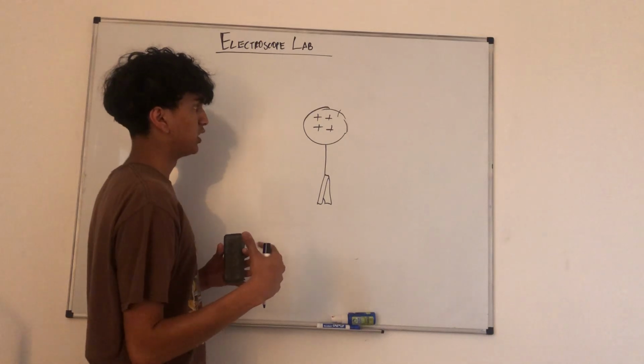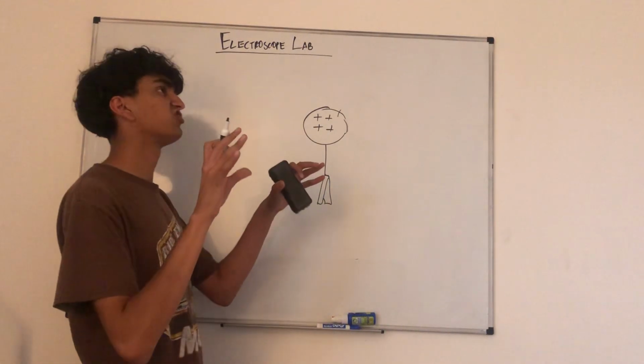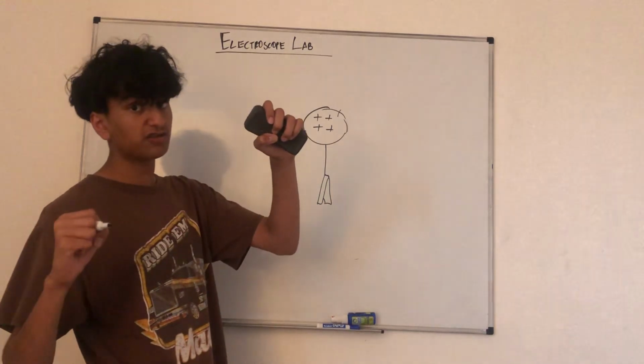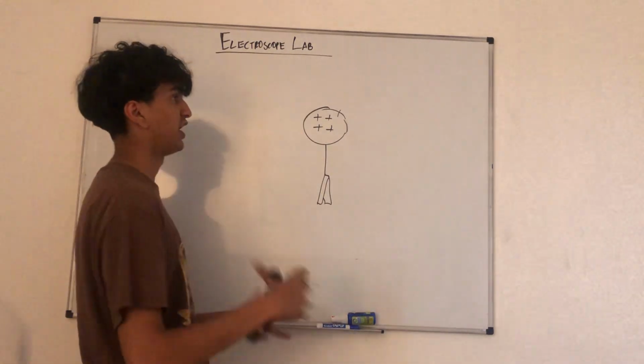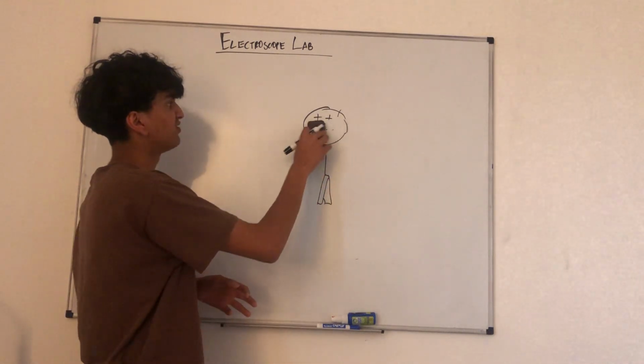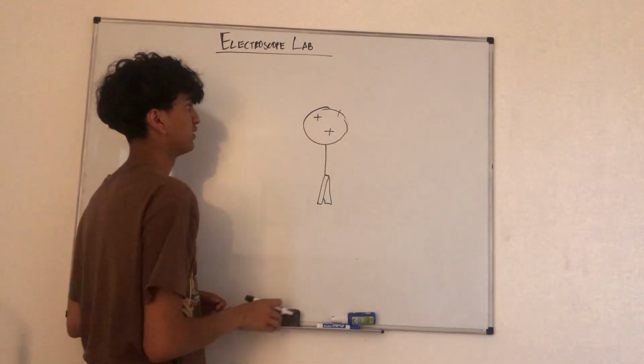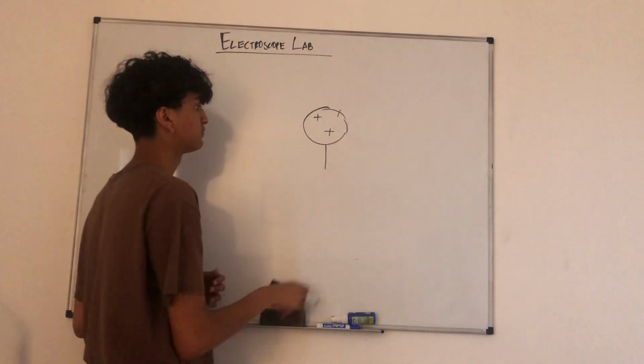Now, the positives aren't going to move around, but what's essentially going on is there are fewer electrons, and they're going to distribute around. And the way that they distribute is you end up getting a net positive charge everywhere. So I'll just draw it like so.